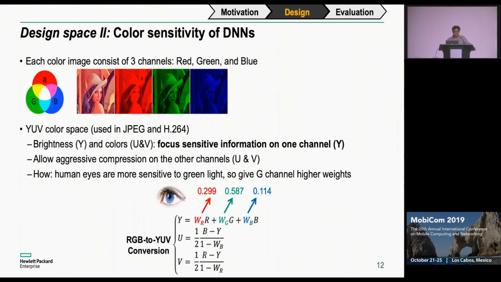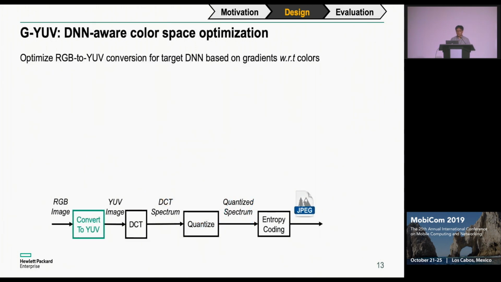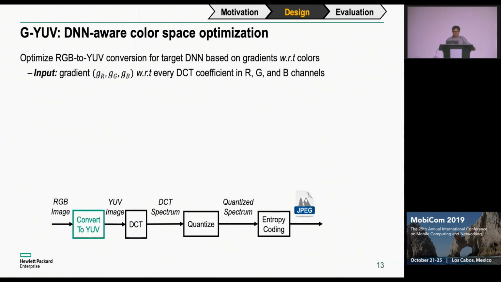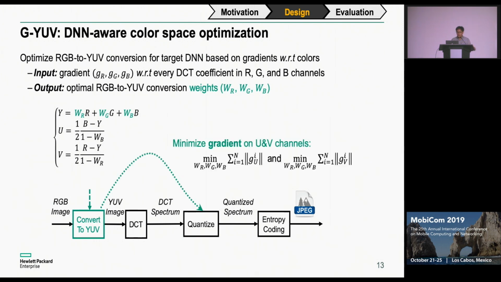Here, YUV is just a linear transform of RGB, and it is uniquely defined by 3 weights based on the human perception model. So again, the DNN perception model is different, right? So how can we do this? In Grace, we redesigned the YUV color space for the DNN. Based on the DNN's perceptual sensitivity, or gradients, as an input, we want to find the optimal conversion weights that minimize the sensitivity in the U and V channels. So what does that mean? It helps quantize the U and V channels more aggressively in the quantization steps.